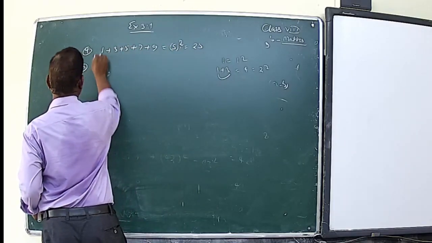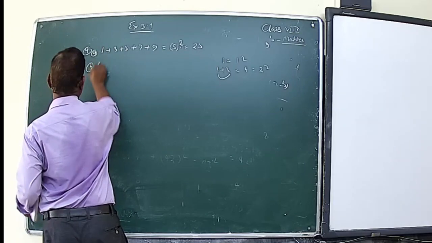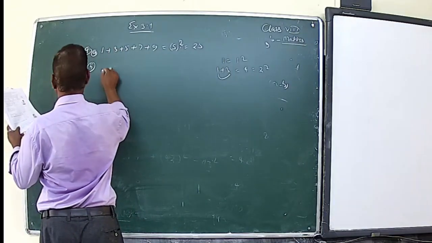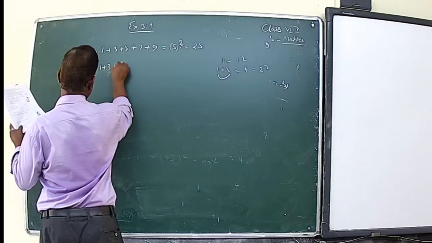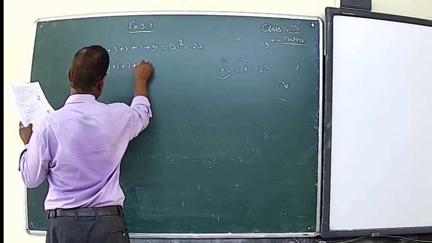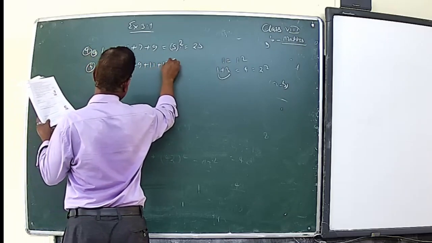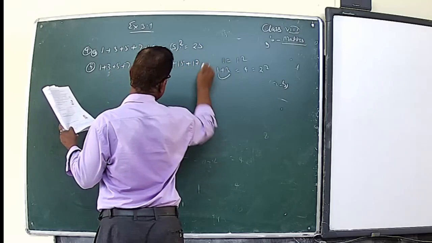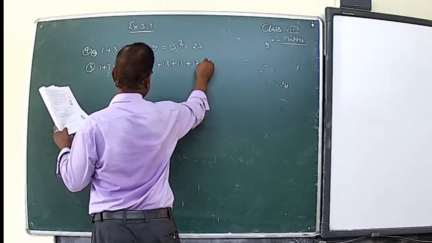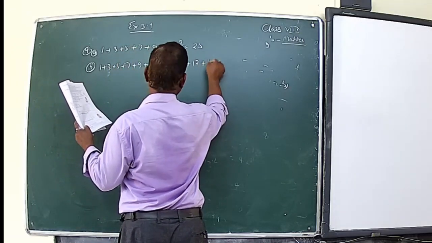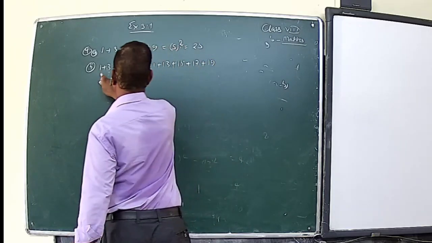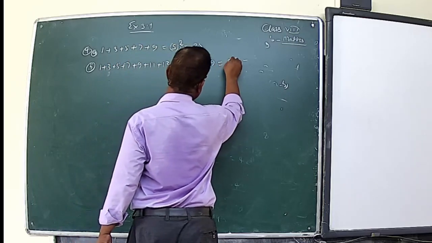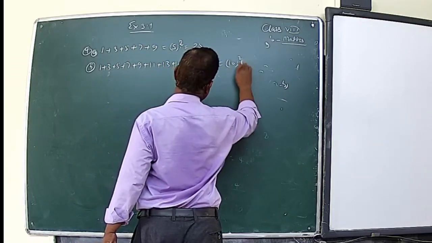Now B is given: 1 plus 3 plus 5 plus 7 plus 9 plus 11 plus 13 plus 15 plus 17 plus 19. How many numbers? 1, 2, 3, 4, 5, 6, 7, 8, 9, 10. That sum is 10 squared, and that is 100.